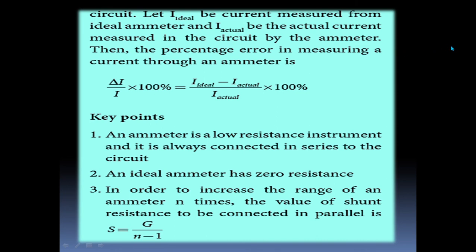Thank you very much. Once again, the key points. An ammeter is a low resistance instrument and it is always connected in series to the circuit. An ideal ammeter has zero resistance. Third point, in order to increase the range of an ammeter n times, the value of the shunt resistance to be connected in parallel is S is equal to G by n minus 1. Thank you.